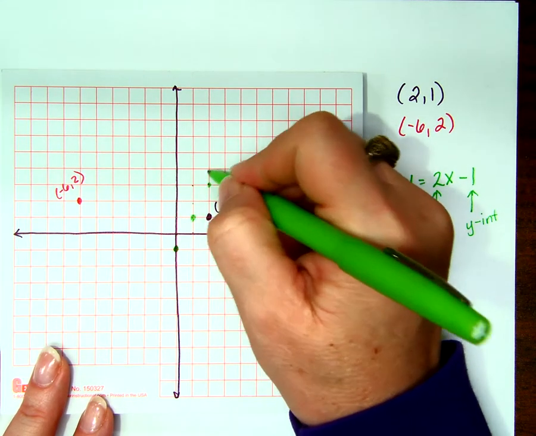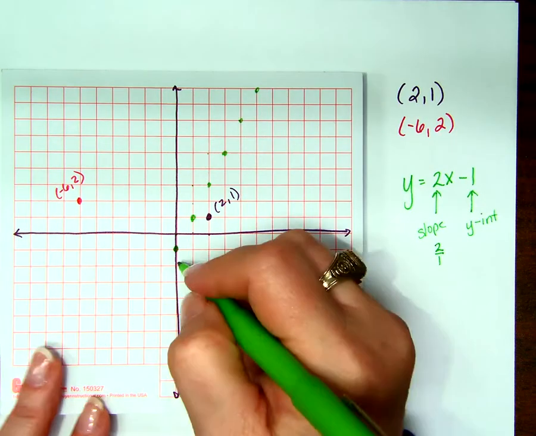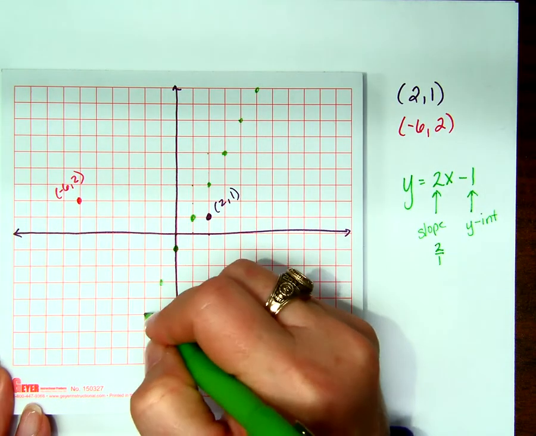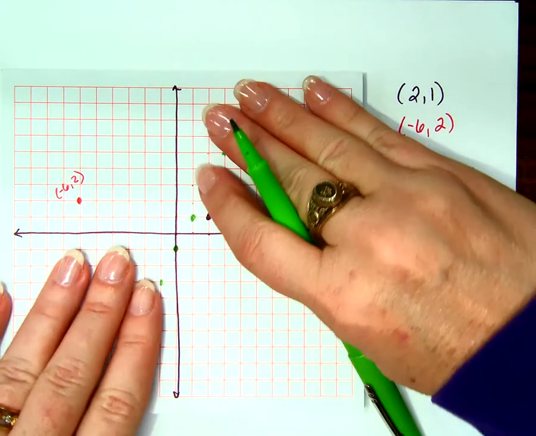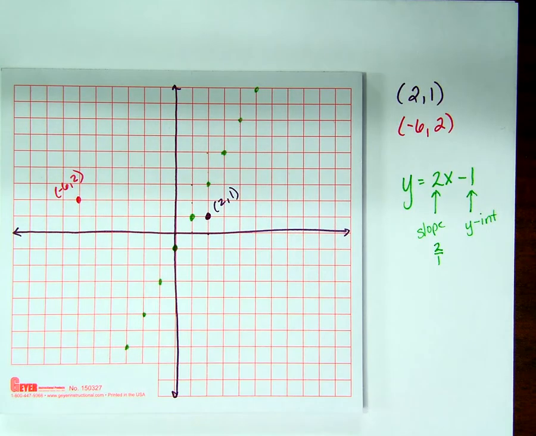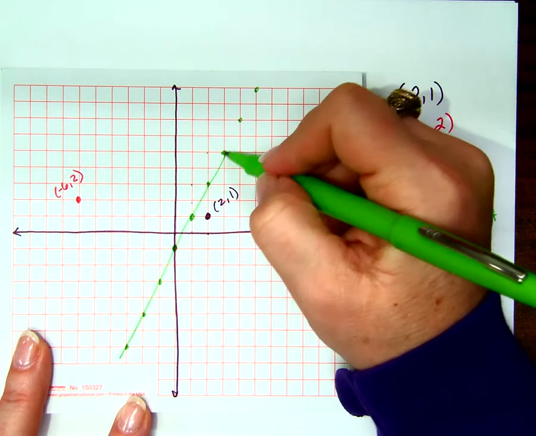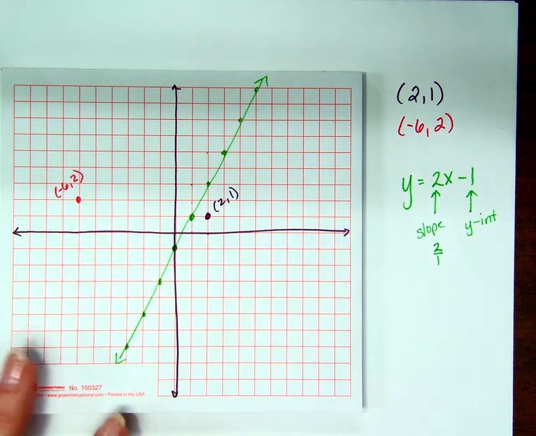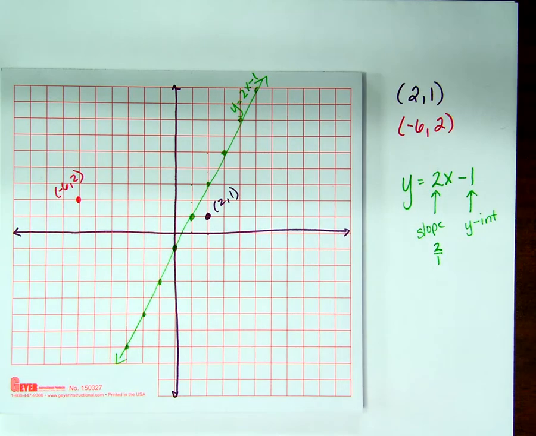Rise 2, run 1. Now, how many points do you actually need to make a line? Just 2, right? All you need is 2 points to make a line. But now, if all you saw was that, it's just 2 points. But if you go ahead and draw all of them, it's pretty easy to see the line, isn't it? Okay. Draw that. Okay. Y equals 2x minus 1.